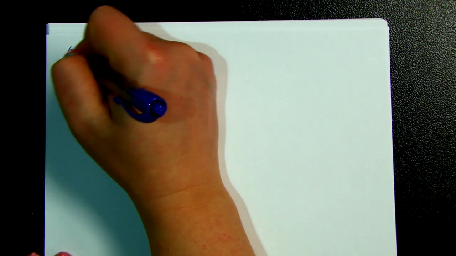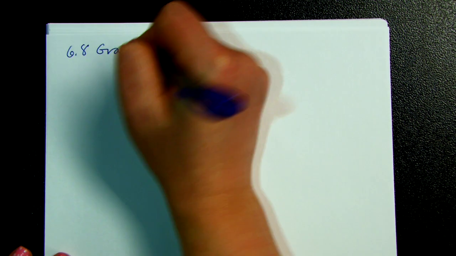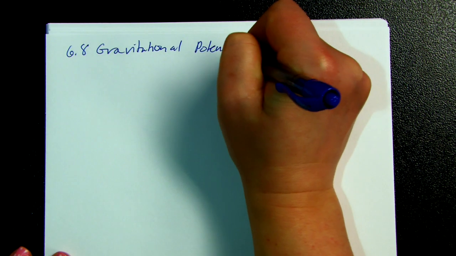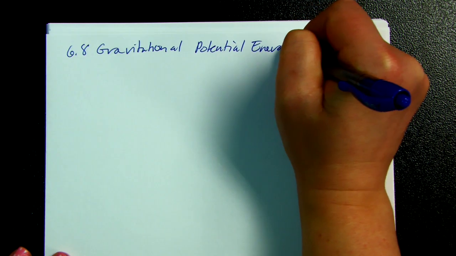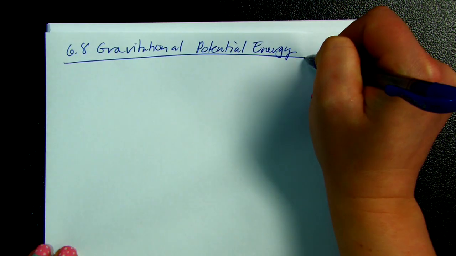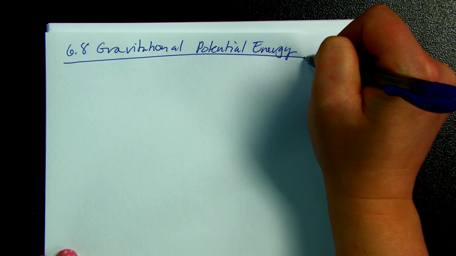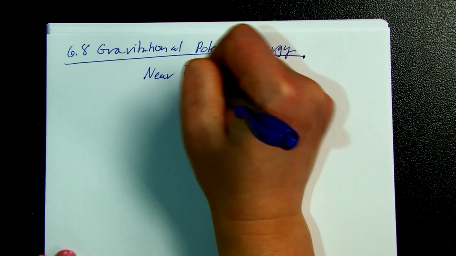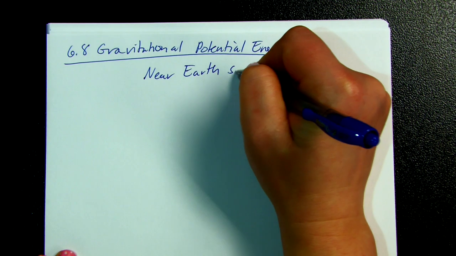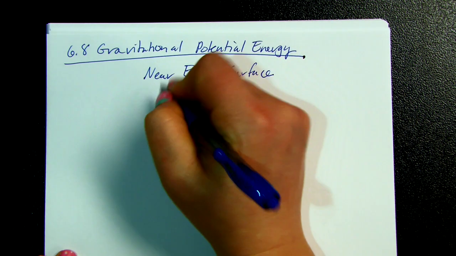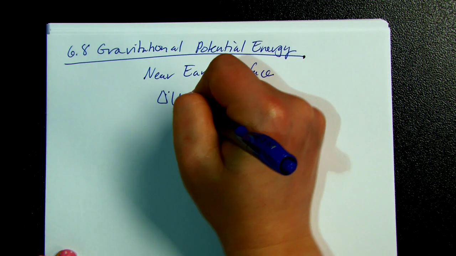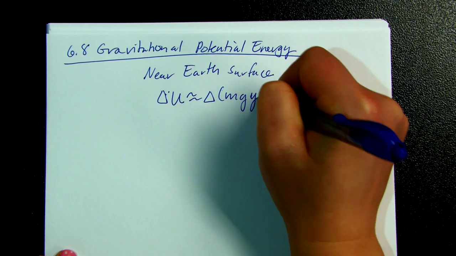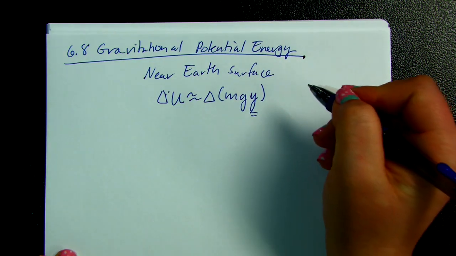So now we're going to be continuing with 6.8 and talk specifically about gravitational potential energy. Our first example of potential energy came from objects near Earth's surface. Should really specify surface, because near Earth is very subjective. Delta U is approximately delta mgy, although y is really the only thing that's going to be changing there, more than likely.